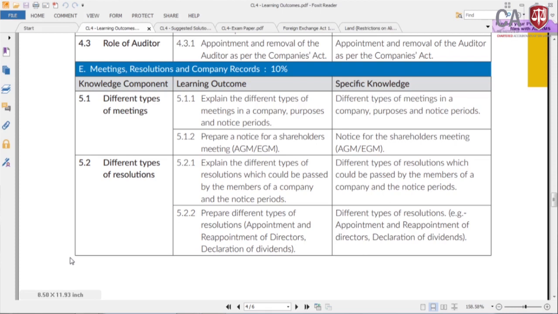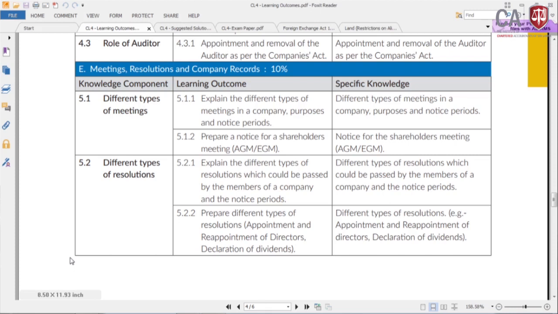You know how to explain the different types of resolutions which could be passed by the members of the company and the notice period, like special resolutions, general resolutions and so forth, and having specific knowledge on the different types of resolutions which could be passed by the members of a company and the notice period.